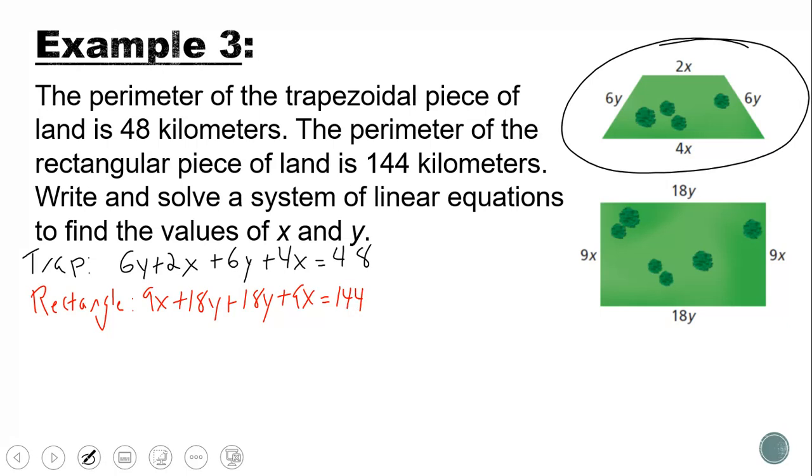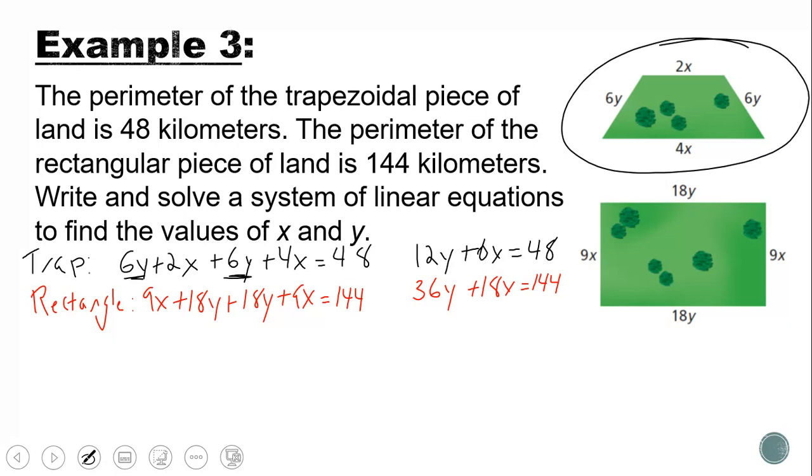Let's combine our like terms on both of these. So for our trapezoid, combining the y's and the x's, you're going to get 12y plus 6x is equal to 48. And then for the rectangle, you're going to get 36y plus 18x is equal to 144.